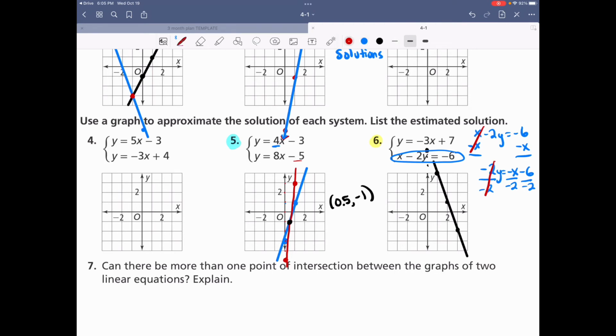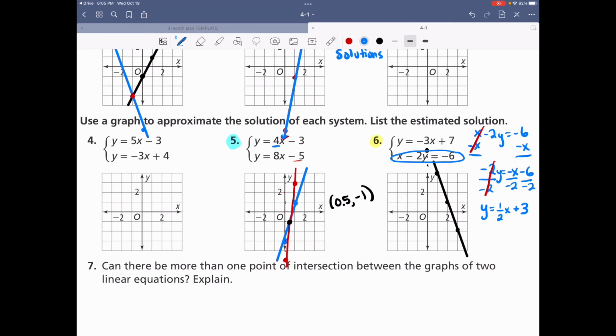So this cancels. Then we have y equals -x divided by -2 is 1/2 x, because there's an invisible 1 in front of the x, so it just makes it 1/2, and the negatives cancel. -6 divided by -2 is +3, so I need to write +3. And now I can graph it.